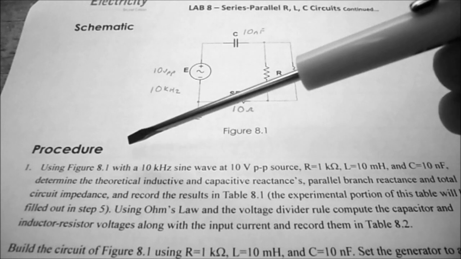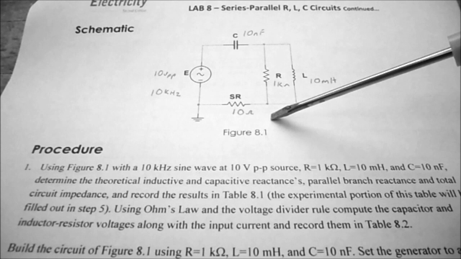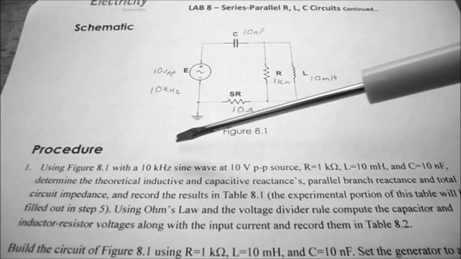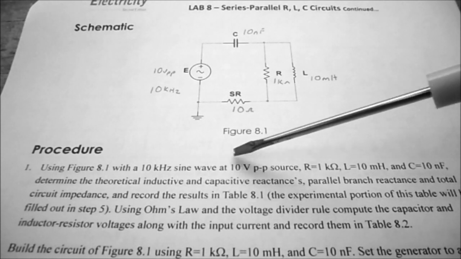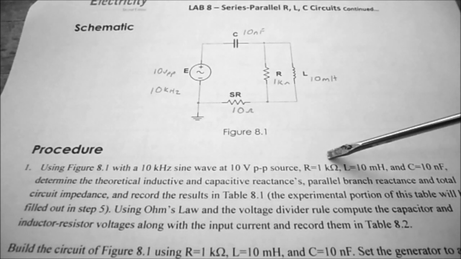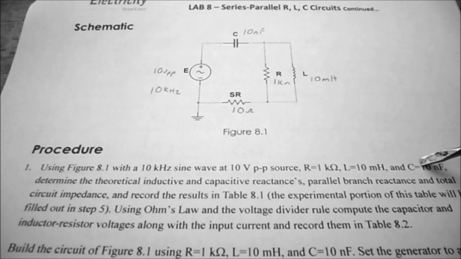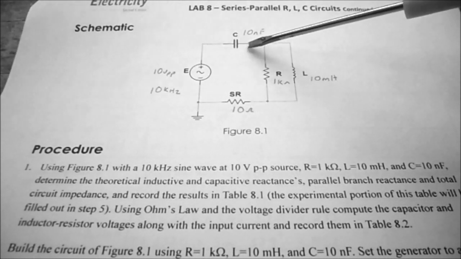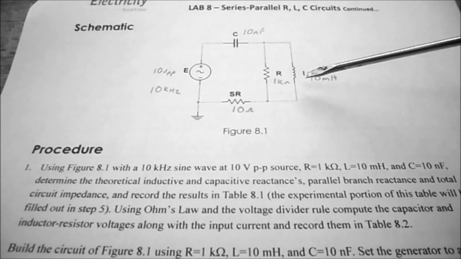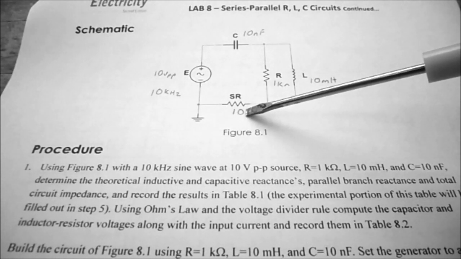So under procedure, step number 1, we're going to be using figure 8-1. Originally this lab had 2 circuits, so I've just shortened it to 1. We're going to have a 10 kilohertz sine wave at 10 volts peak to peak. R1 is going to be 1K, L is 10 millihenries, and C is 10 nanofarads. And we need to use that sensing resistor to get the phase angle of the current, so I've drawn that in for you, and that's going to be the 10 ohm resistor.